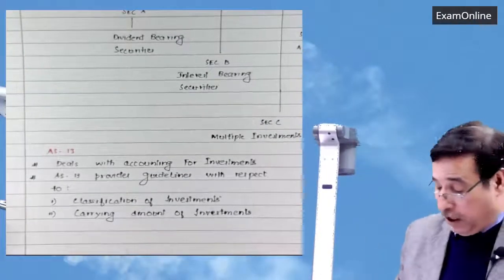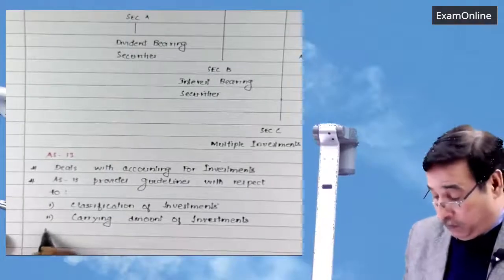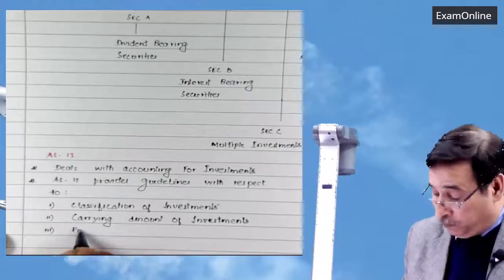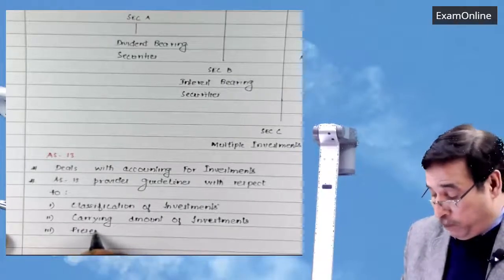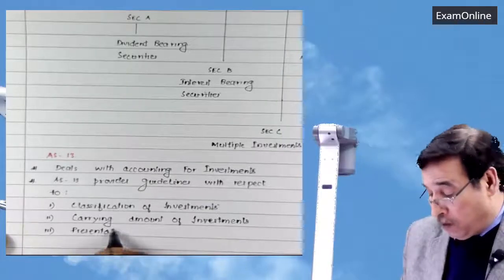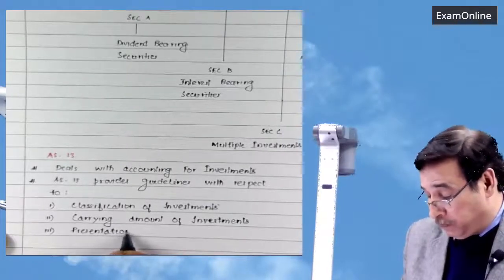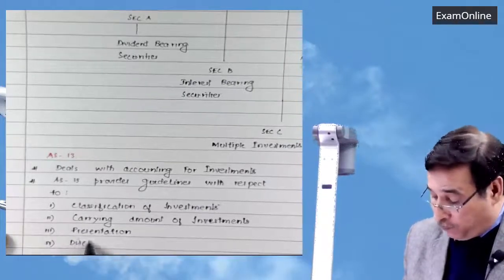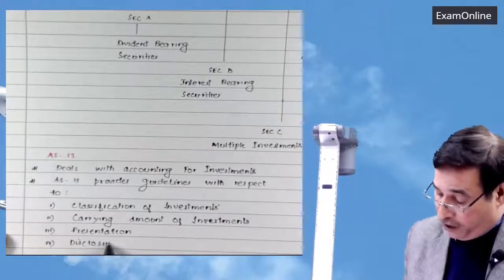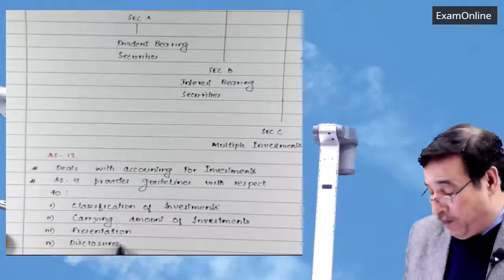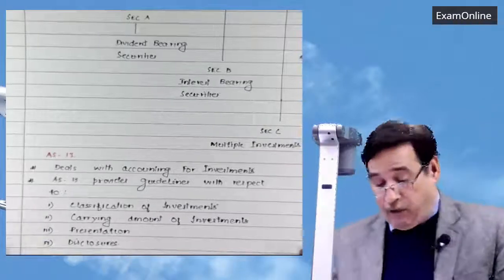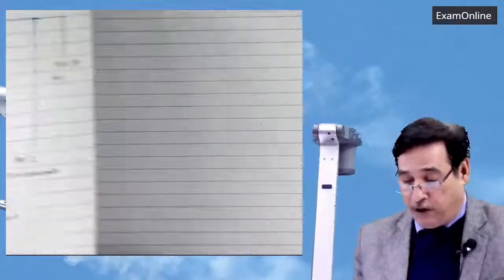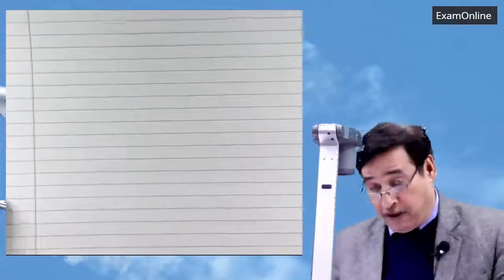Classification of investment, carrying amount of investment, their presentation, how those investments should be presented in the financial statements, and of course regarding disclosure, how those should be disclosed, what disclosure we need to make regarding the investments. So these are the facets regarding which AS13 will provide some guideline. As I said, it's not a very tough standard, I've already told you. However, the chapter is not going to be quite easy, correct?